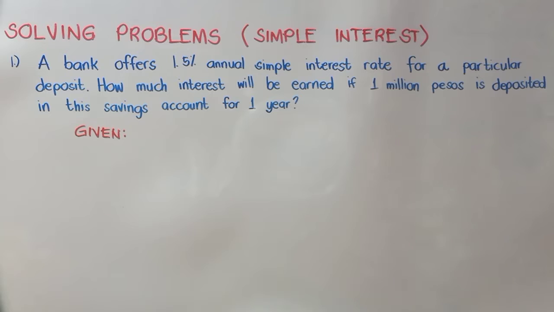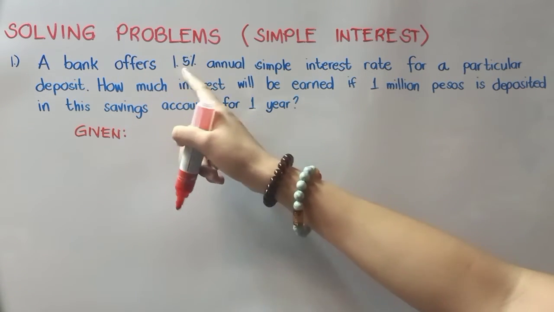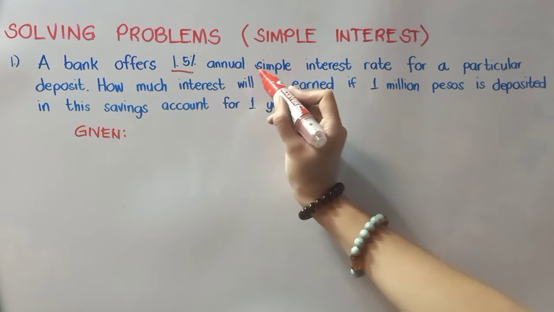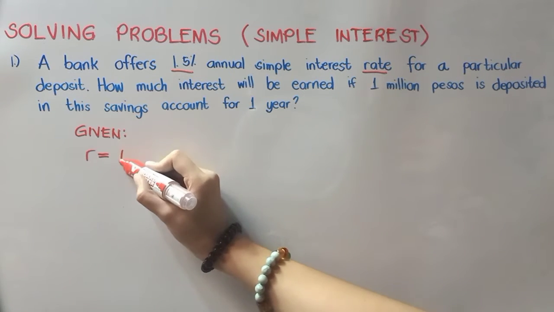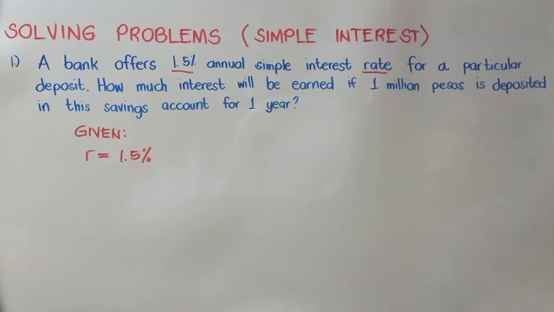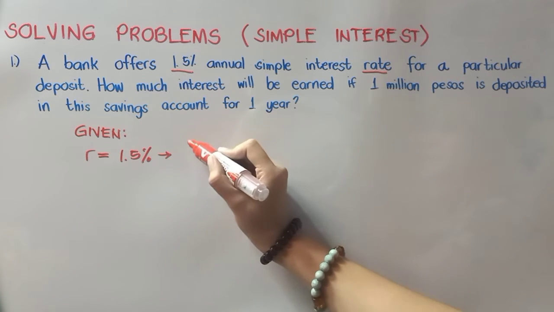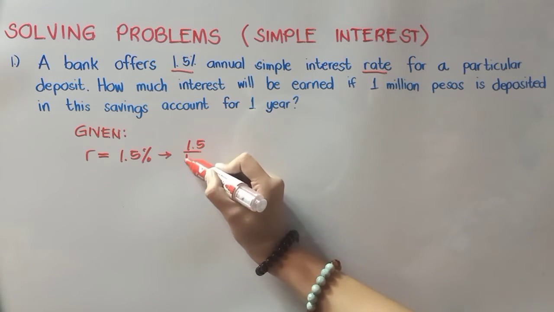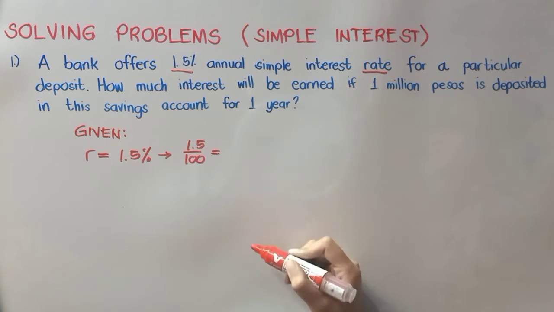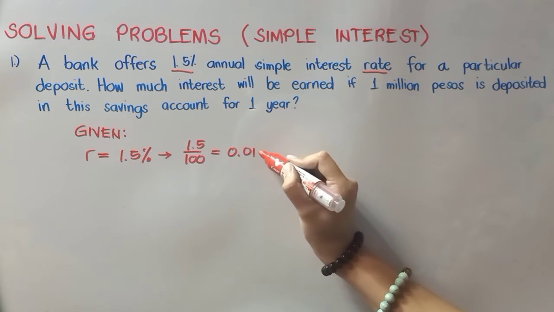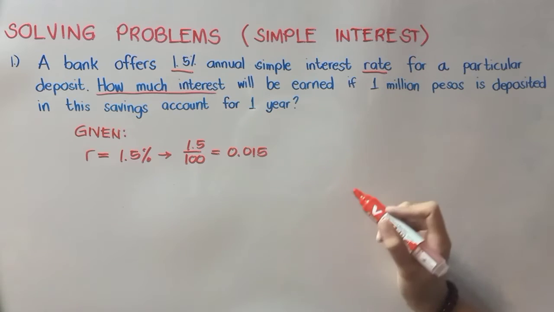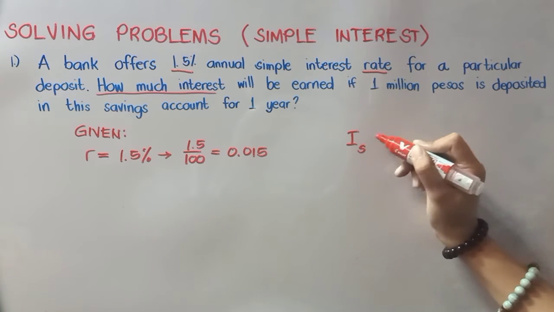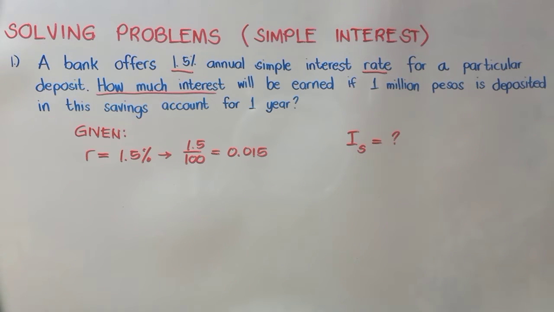First thing that we have to do is to lay out all of our given. We have here 1.5% rate. This is our R, 1.5%. Remember to always convert your rate into decimal first, so we have to divide it by 100. This will give us 0.015. Next is how much interest will be earned, so we are now looking for the simple interest.